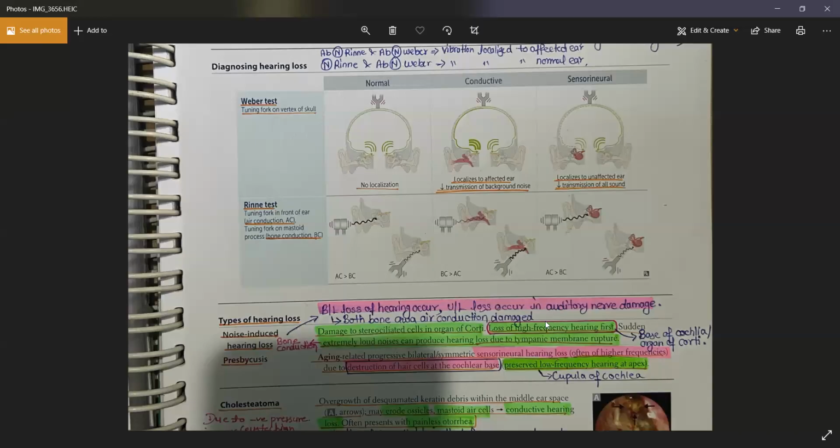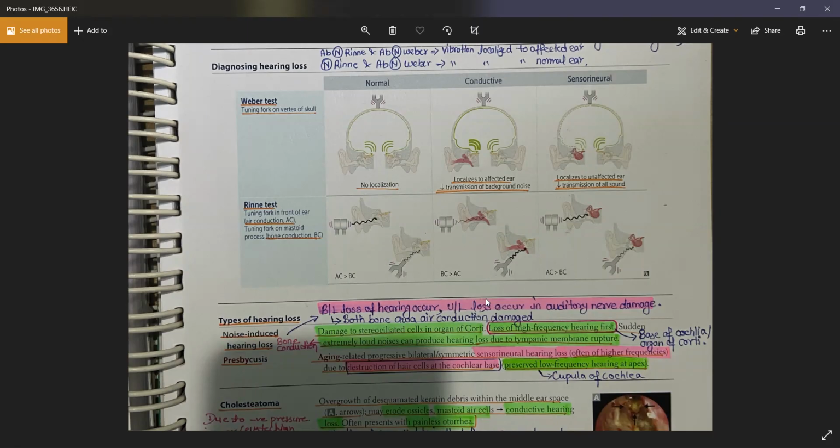In case of auditory nerve damage, you also have a sensorineural hearing loss. So in both conditions, you need to differentiate whether it is auditory nerve damage or damage to the organ of Corti, and that can be differentiated with the help of bilateral or unilateral hearing loss, because both ears will be exposed to high noise. So in noise-induced hearing loss, you will get bilateral mostly. In auditory nerve damage, you will get unilateral hearing loss.